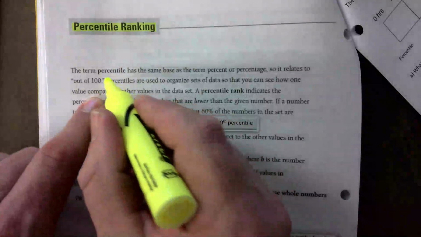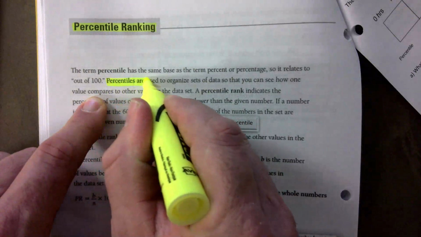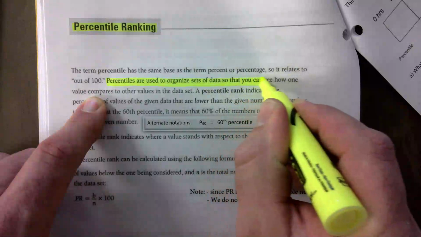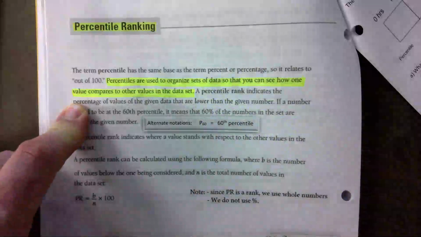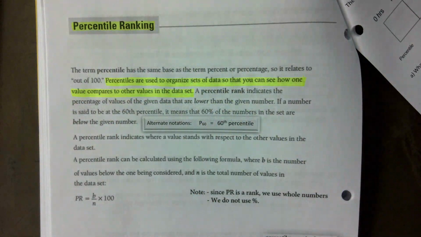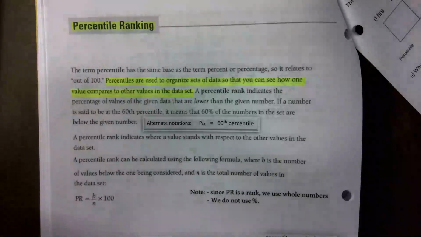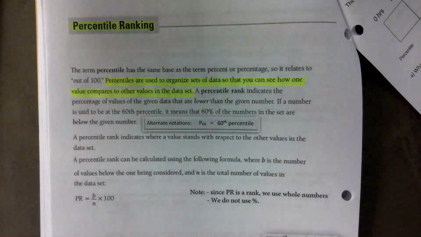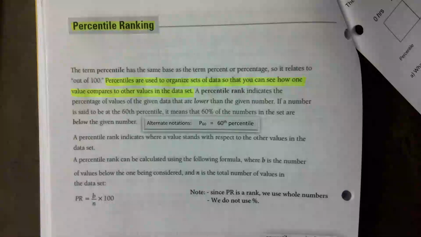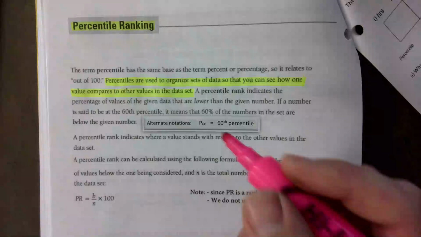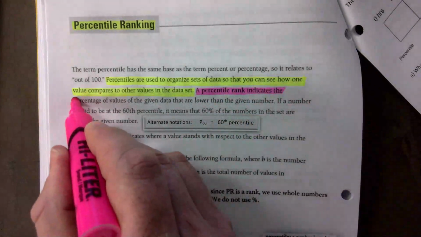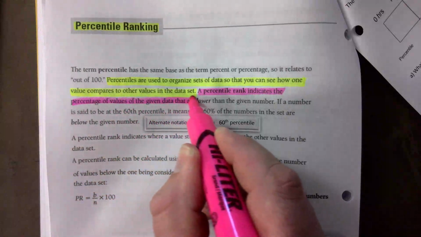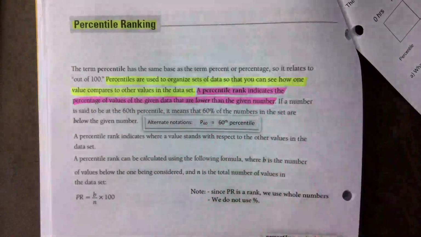Here is the first important statement. Percentiles are used to organize sets of data so you can see how one value compares to the other values in the data set. And here is the other important statement. A percentile rank indicates the percentage of values of a given data set that are lower than the given number.